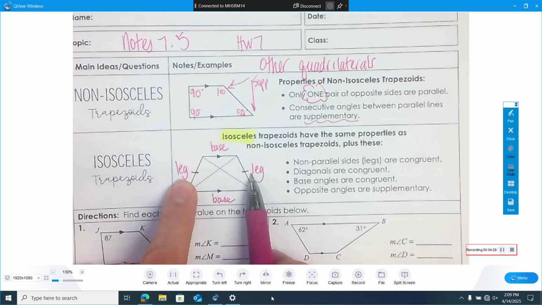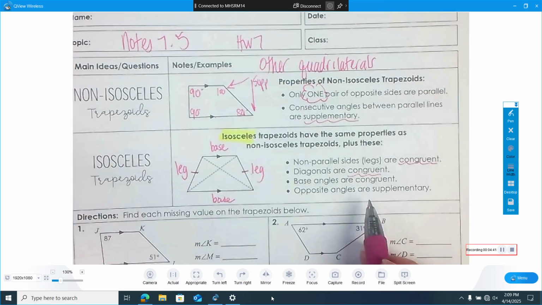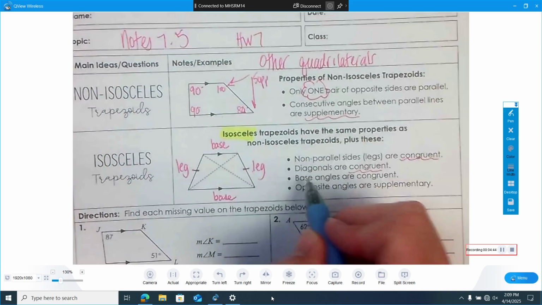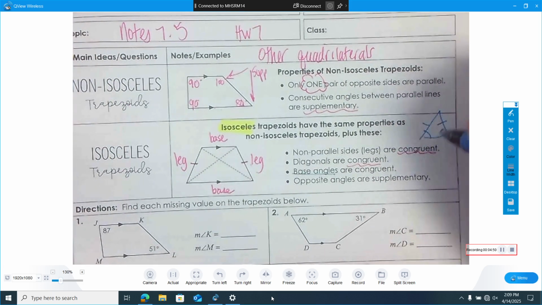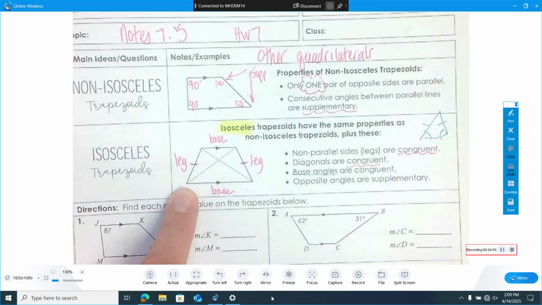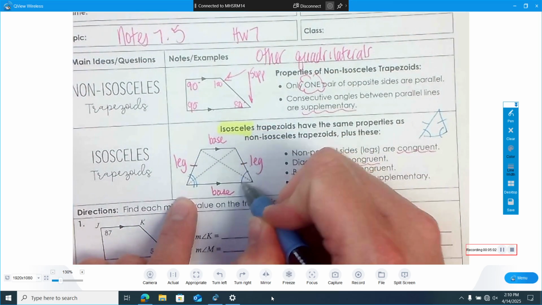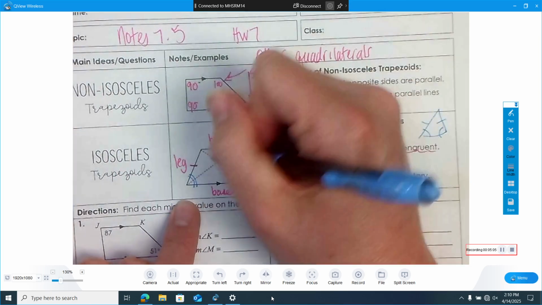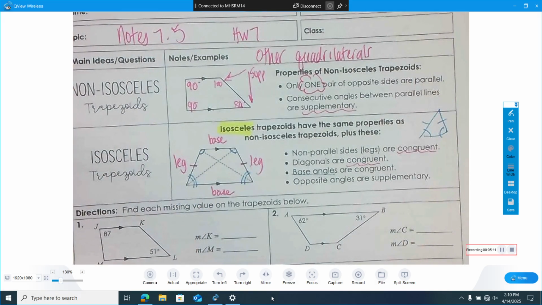We have congruent legs, and it turns out that the diagonals of an isosceles trapezoid are also congruent. And here's the big thing: the base angles are congruent. Just like in a triangle, if you have 2 congruent sides, then you also have 2 congruent base angles. The same is true in a trapezoid. You can imagine it's just a triangle that I'm going to cut off halfway through. So these base angles are congruent, and also the upper base angles are congruent. We get lots of congruent angles when we have an isosceles trapezoid.